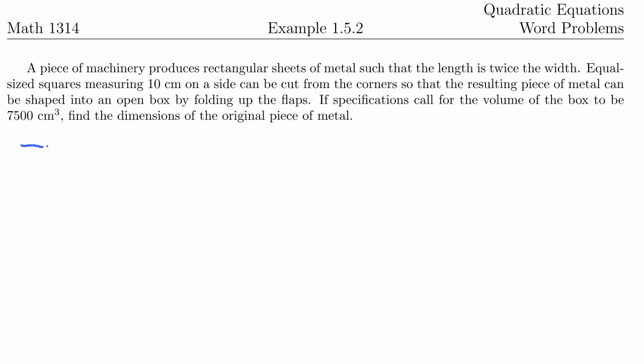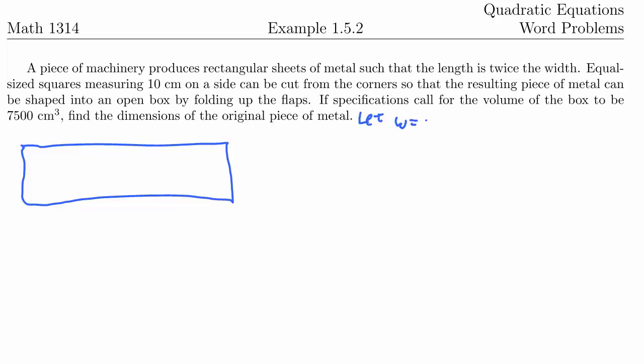Again, we're working with a rectangle, so draw a rectangle, or a reasonable facsimile of one. The length is going to be twice the width, so I'm going to define my variable w as the width. That means that the length is 2w. So this is 2w, this is w.